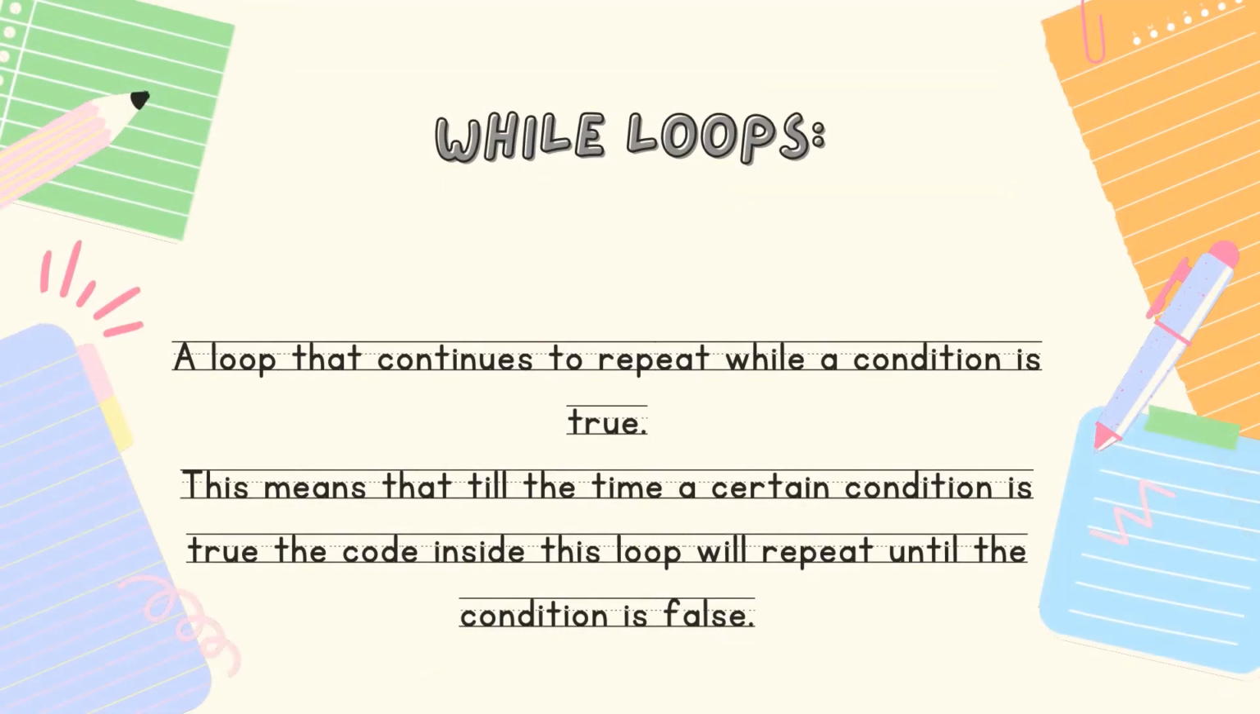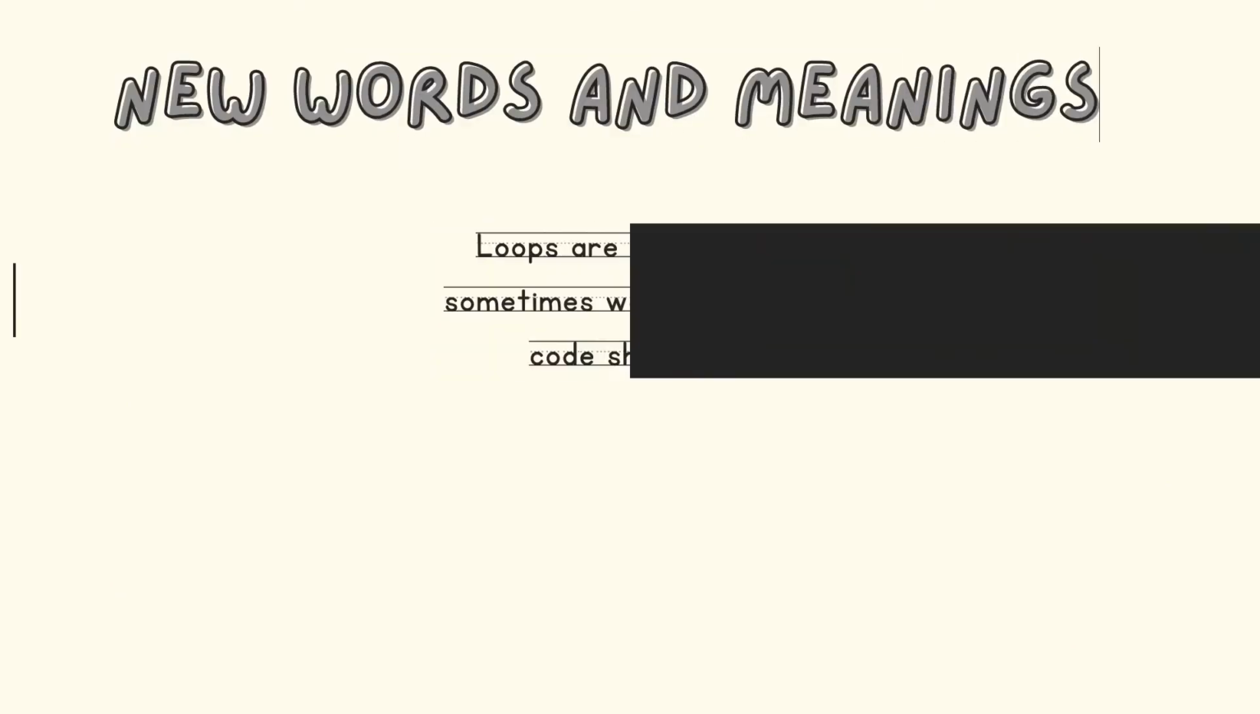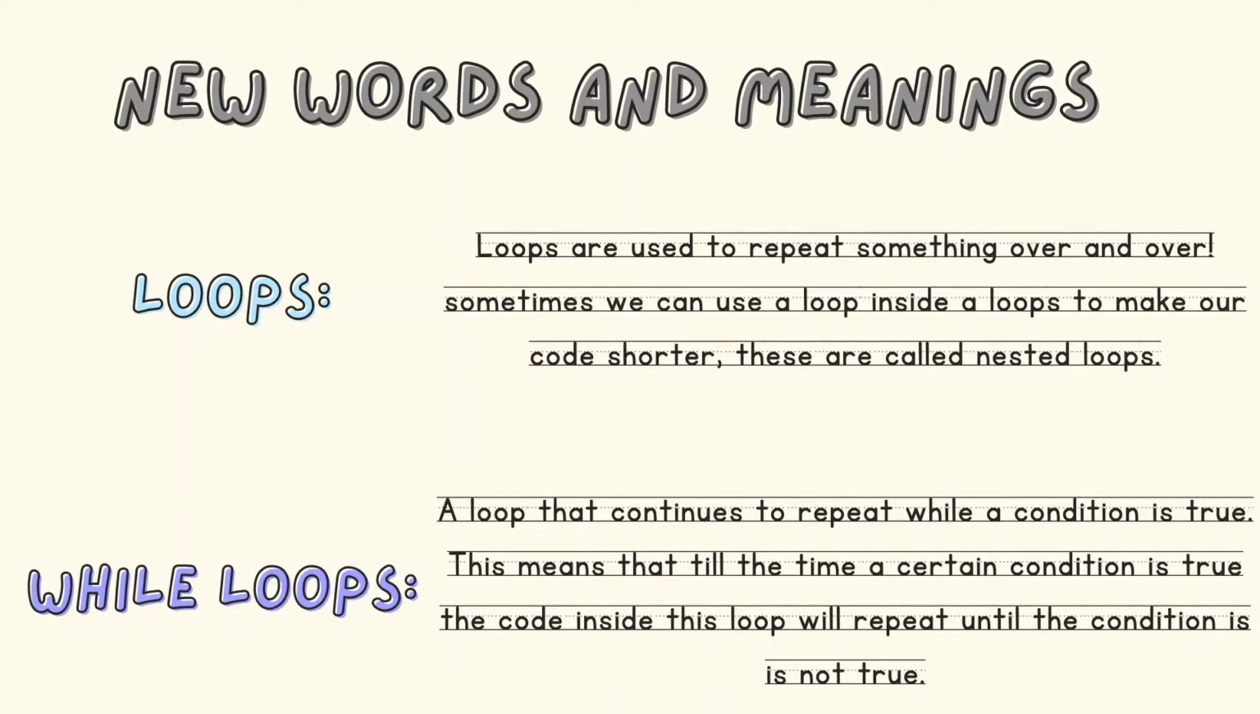Now, what are while loops? A while loop is a loop that continues to repeat as long as a condition is true, which means that until the condition is false, the code inside the loop will repeat. Now you can see the definition of while loops here. You can note it down somewhere if you think you can't remember it.